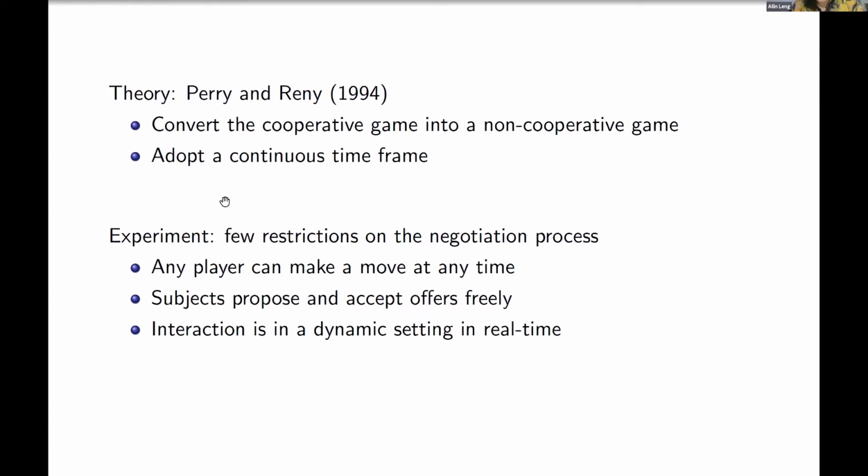The experiment adopts the framework, the theoretical model of Perry and Reny. They converted the cooperative game into a non-cooperative game, and their non-cooperative model adopts a continuous time frame.